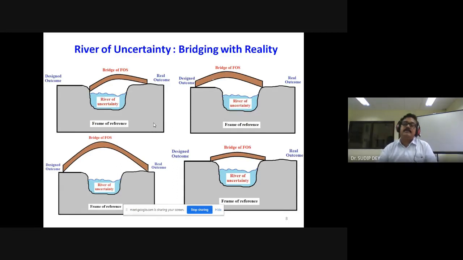Now, what are those parameters? They may be surrounding environmental issues, operational issues, material issues, or geometric issues. Plenty of related issues are always influencing the real outcome. To bridge this, we smartly use the factor of safety, but it may still lead to failure. Because if it were not so, all these accidents we have experienced till date, like the crashing of bridges, would not have happened, and system design would not have been possible.